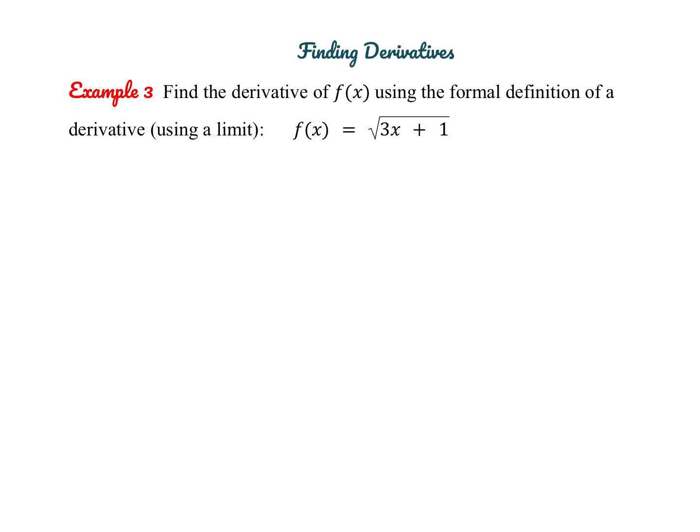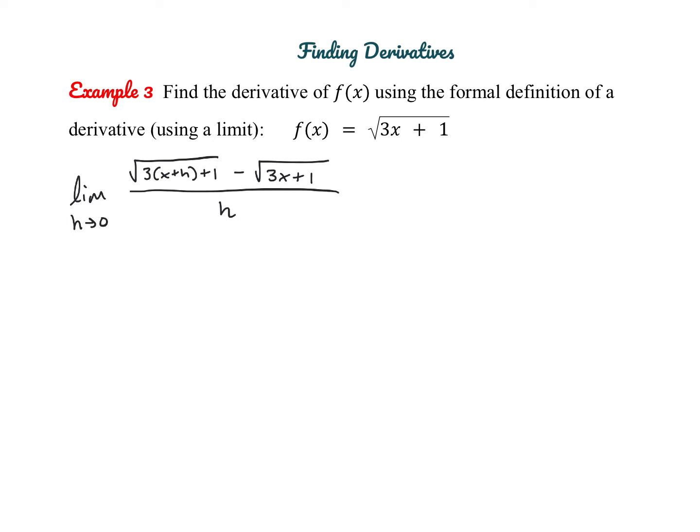Okay, so now we're going to practice finding our derivative function. We're going to find the derivative of f of x using the formal definition using a limit. So here's our first function, f of x equals the square root of 3x plus 1. We're going to find the limit as h approaches 0 of f of x plus h, so that would be the square root of 3 times x plus h plus 1, minus f of x, so square root of 3x plus 1, all over h. And now we just need to evaluate the limit.